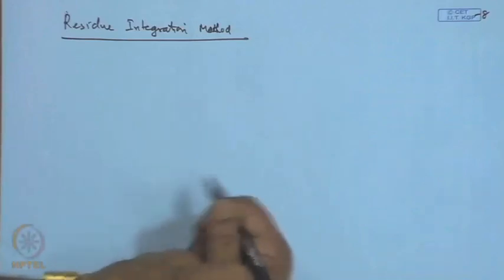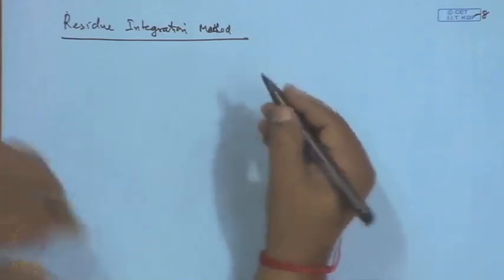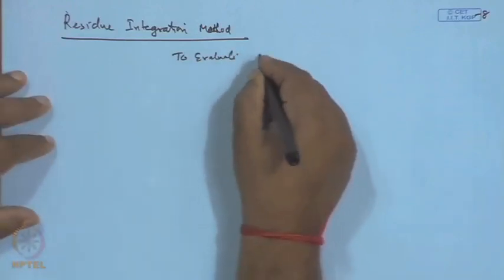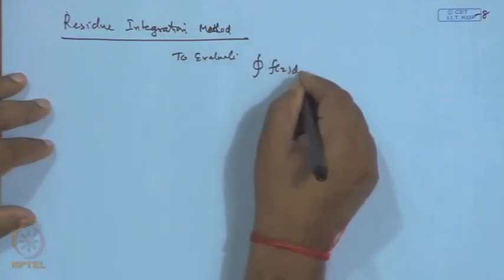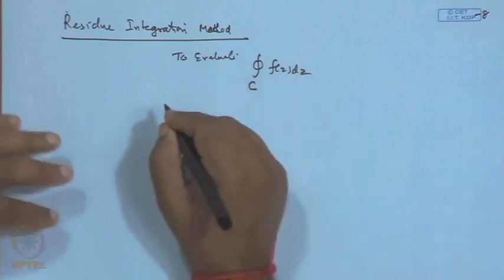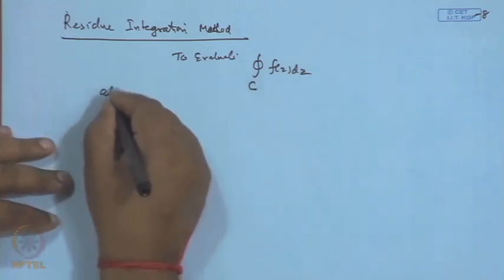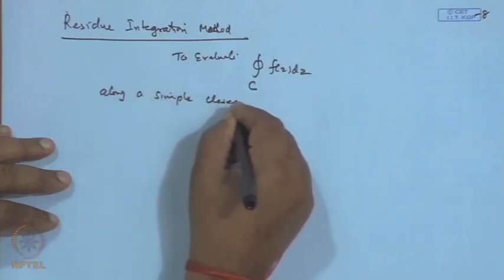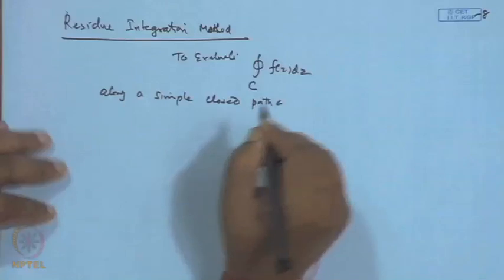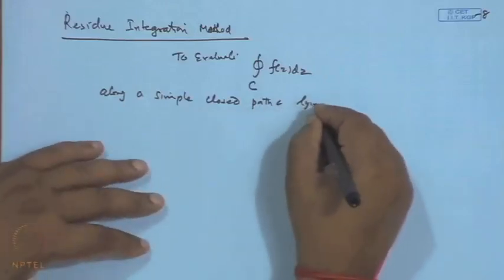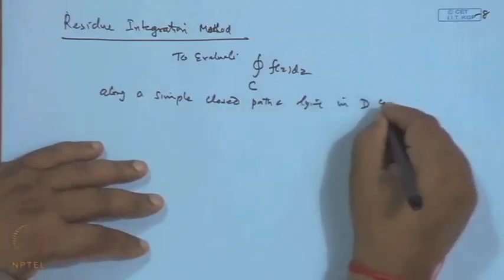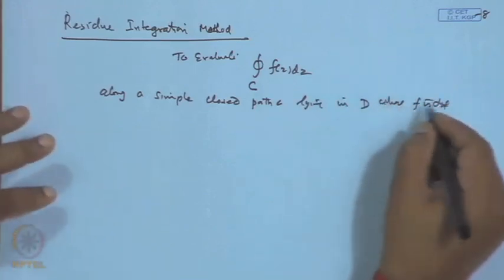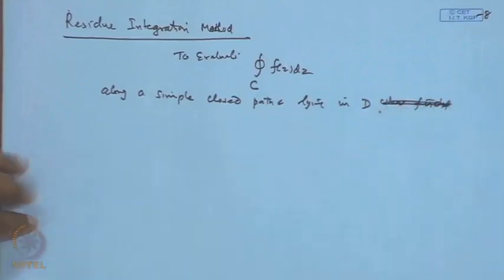Actually, the purpose of the Cauchy residue integral method is to evaluate the integral of f(z) dz along a simple closed path C lying in the domain D, where f is defined. That is all.